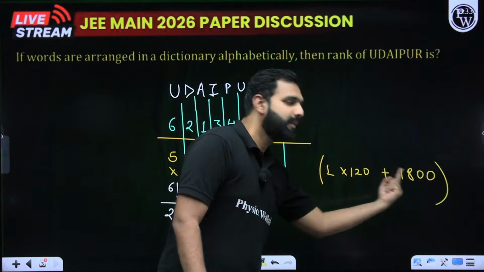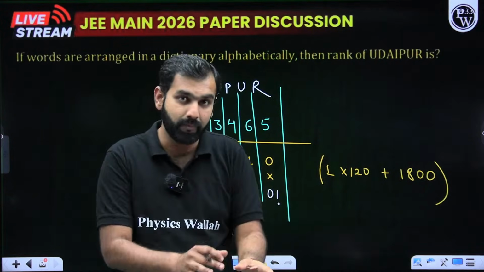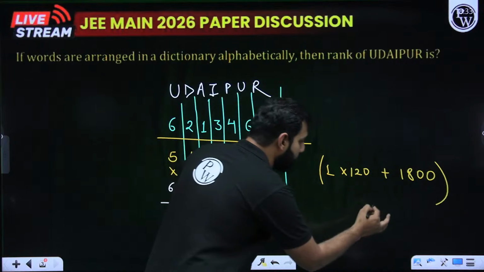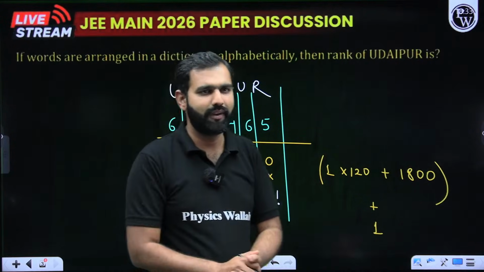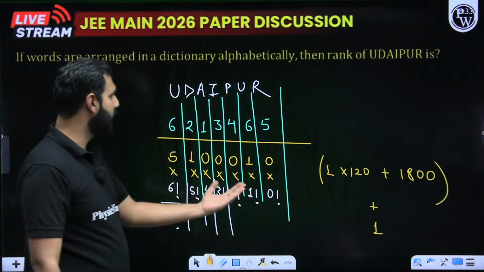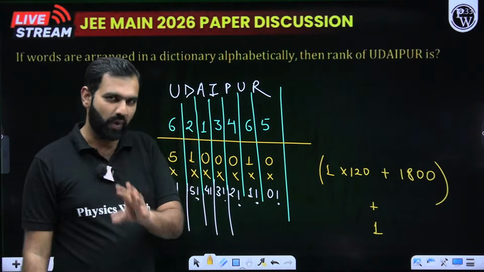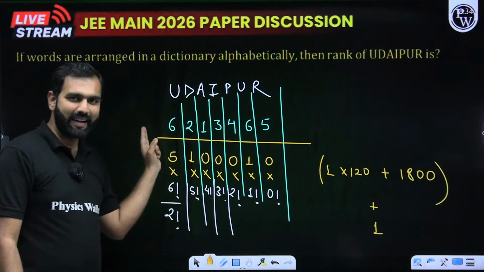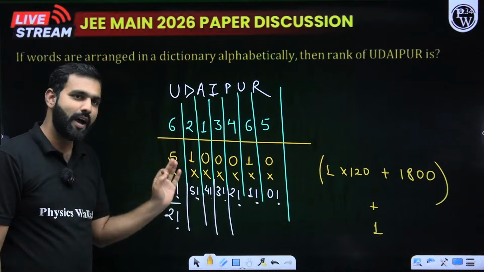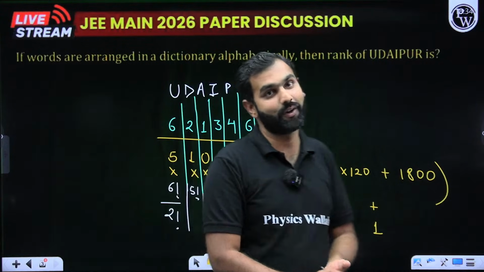So with that, these many words will be there before Udaipur. So the rank of Udaipur will be plus 1 to it, based on the data which we have received. That's perfectly fine. I hope you have understood that particular solution. The only change: if there was Y in the paper, you replace this I by Y, create that indexing, and follow the same approach. I hope you'll remember this short technique without any hesitation.